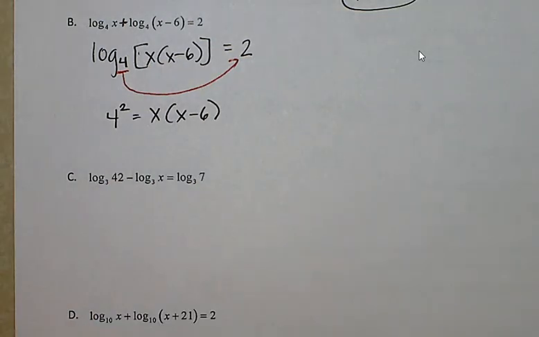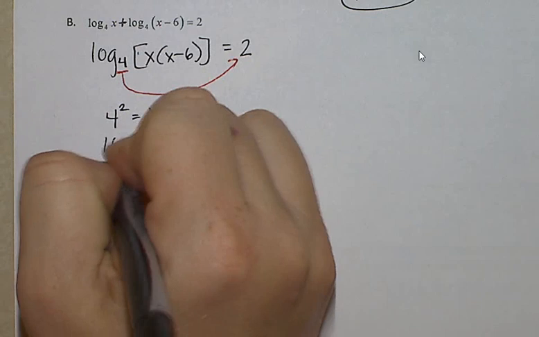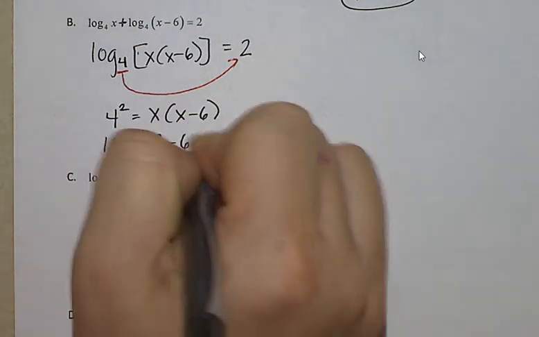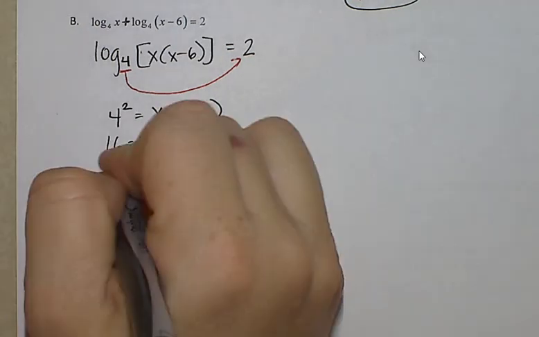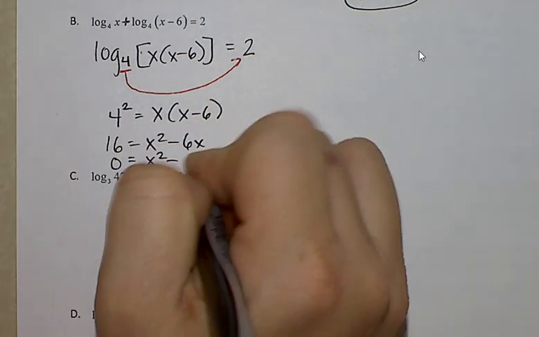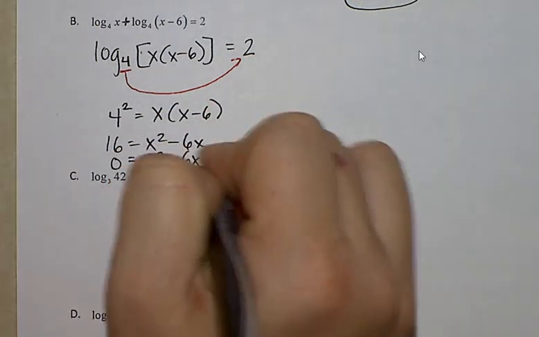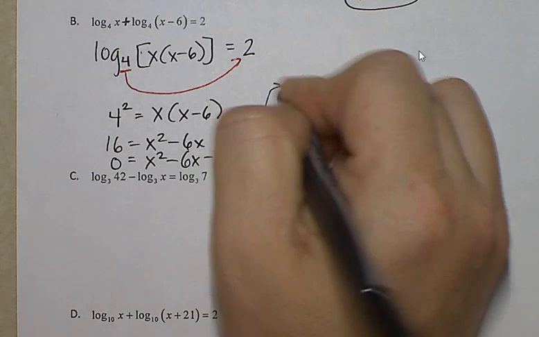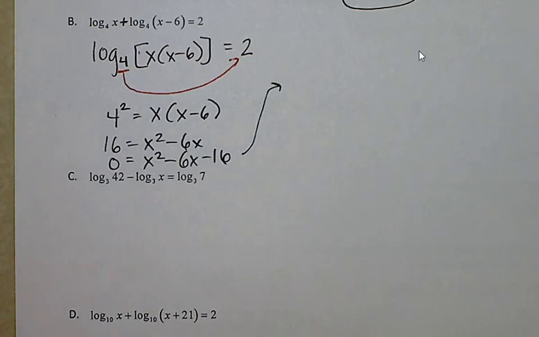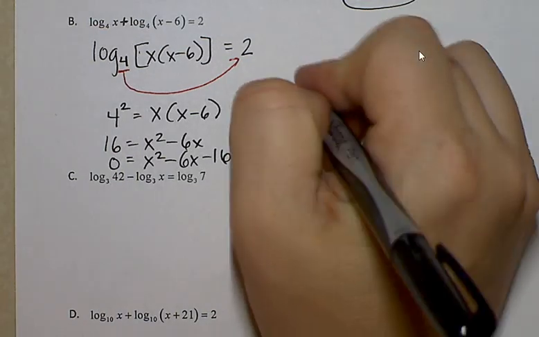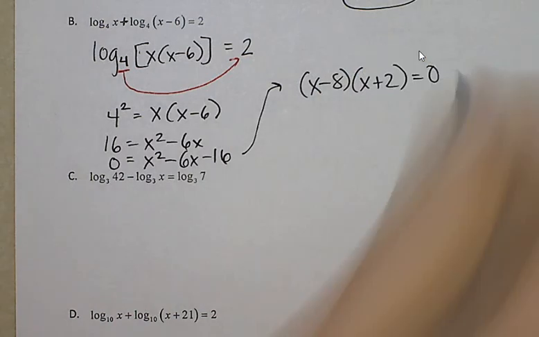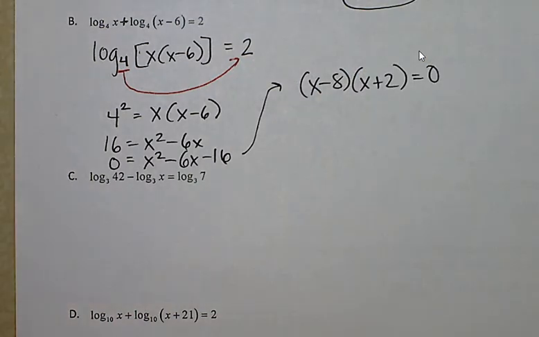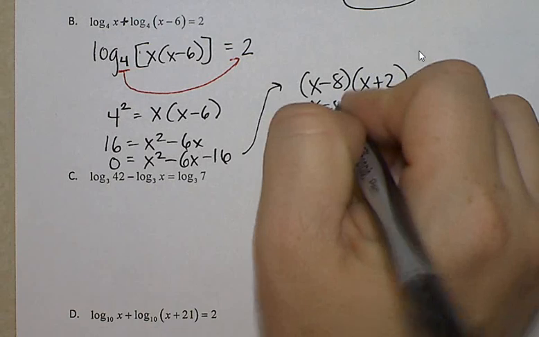I'm going to distribute the x. And now I'm going to move everything to the same side. So I'm going to move the 16 over to the right. When it moves across the equal sign, it becomes negative. Bottoms up, what multiplies to equal negative 16 and combines to give you a negative 6? X equals 8, x equals negative 2.